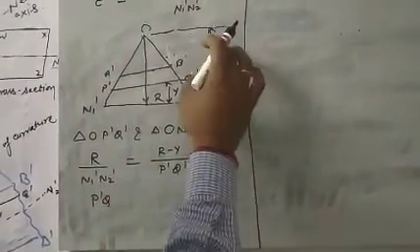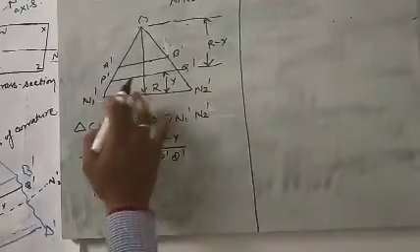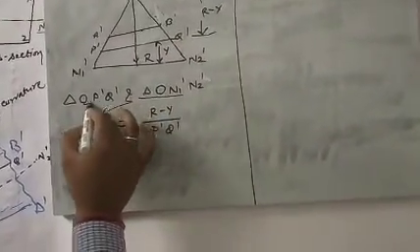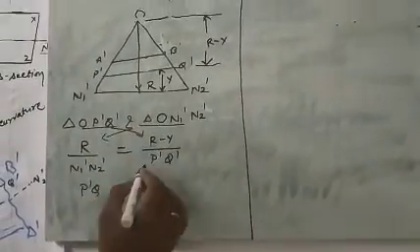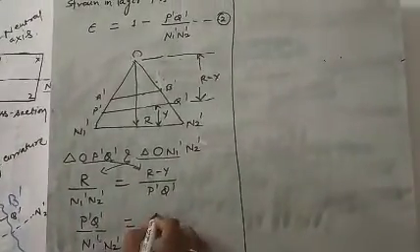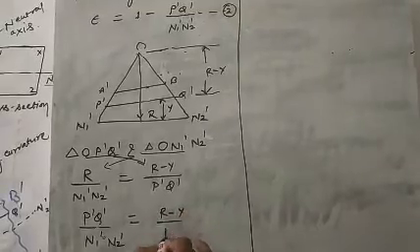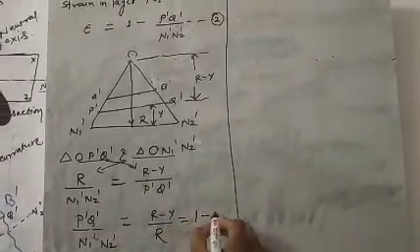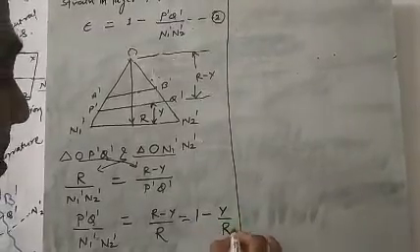Now for triangles OP'Q' and ON1'N2', for this one the expression is R upon N1'N2', and for OP'Q', it is R minus Y. So P'Q' upon N1'N2' will be equal to R minus Y upon R, which is equal to 1 minus Y upon R.